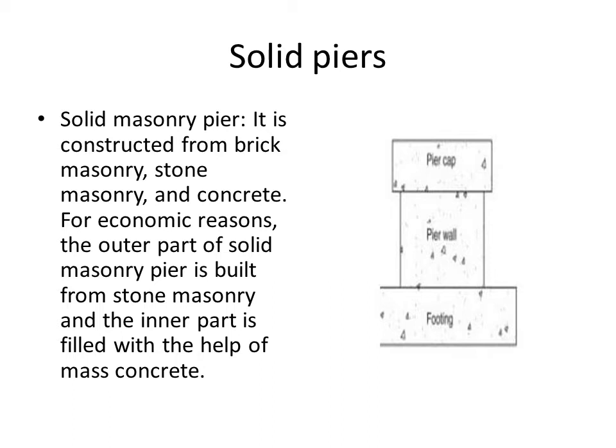As you can see in the figure, the pier consists of three parts: the pier cap, which is at the top, pier wall, which is in the middle, and which rests on the footings. Solid masonry pier is constructed from brick masonry, stone, and concrete. For economic reasons, the outer part of the solid masonry pier is built from stone masonry, and the inner part is filled with the help of mass concrete.